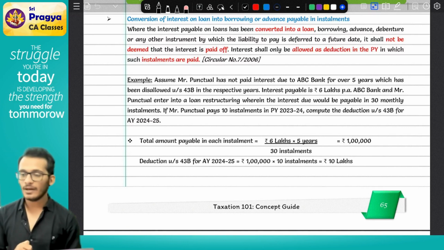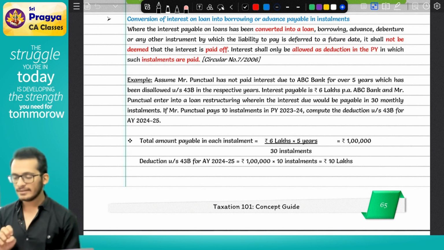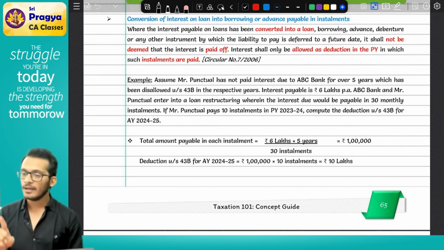Why Rahul, 10 lakhs? Because understand, total installments were 30. You paid 10, which means per installment you paid 1 lakh. Total you paid 10 lakhs. Current year you only repaid 10 lakhs. Income tax said you will only get the deduction on actual payment. So I am only allowing 10 lakhs. I am not going to allow 30 lakhs.